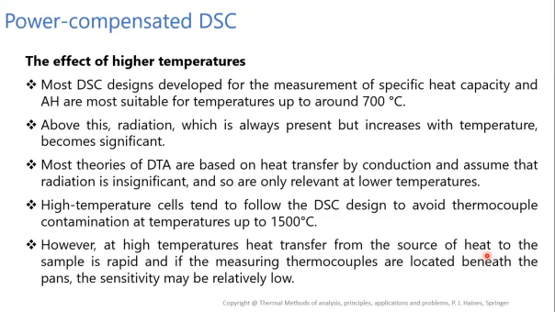Then what is the effect of higher temperature with respect to the power compensated DSC? Generally, most DSC designs developed for the measurement of specific heat capacity and delta H are most suitable for temperatures up to around 700 degrees Celsius.